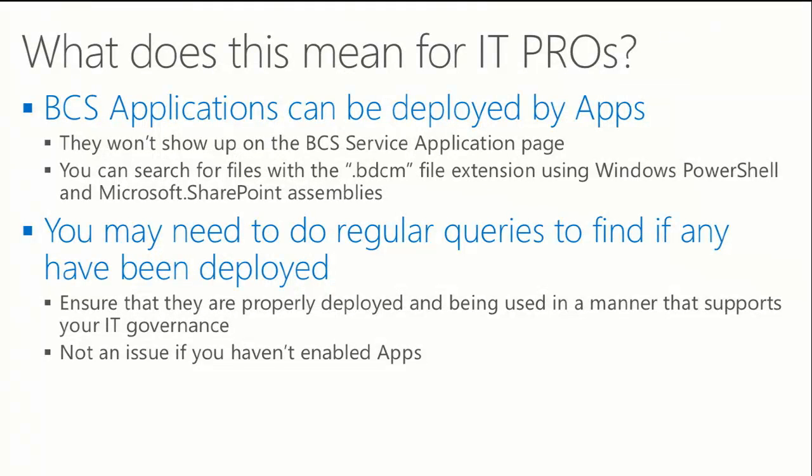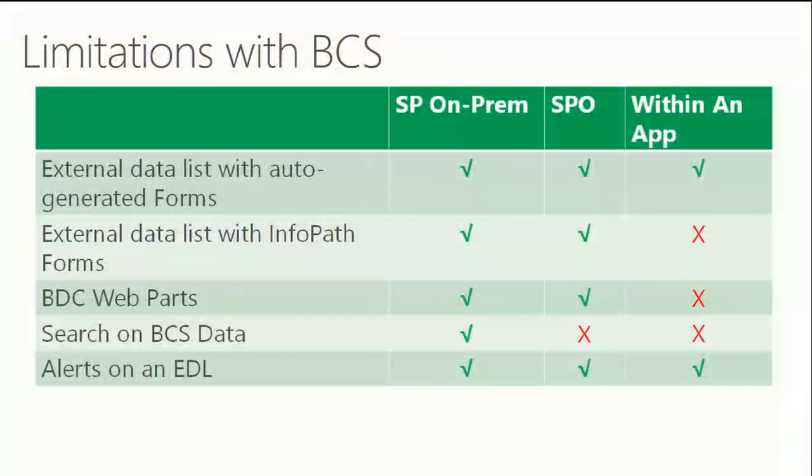So the next slide shows you basically a snapshot of what's available to you with on-premises versus SharePoint Online and within an app. I won't belabor this. The one thing I want to tell you, because we're actually going to touch a little bit on search today, is I want to clarify a couple of things with search. You notice how it says that search on BCS data is available with SharePoint on-premises, and then it has SharePoint Online with X, and it has within an app an X.